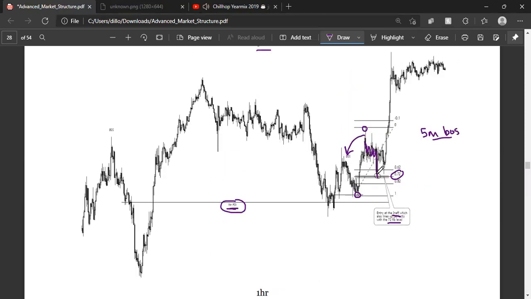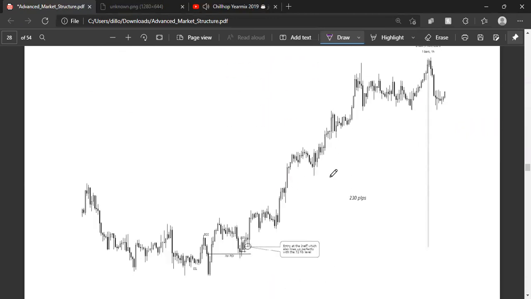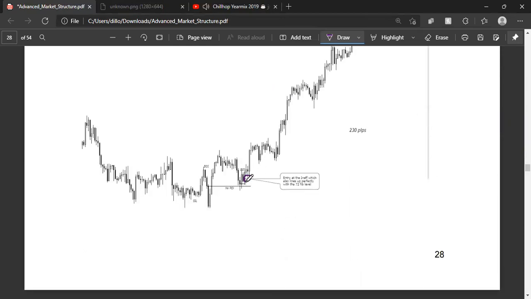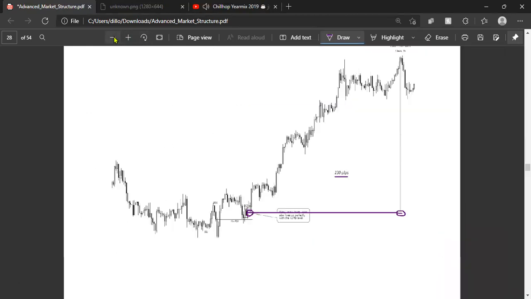So beautiful entry, fib entry inside an inefficiency. When you get two points of interest that line up with each other, it's very high probability. So here is the full view on the 1 hour of the 5 minute entry. So we can see the 5 minute entry right down here, right? And from there, 230 pips. Another clean setup.